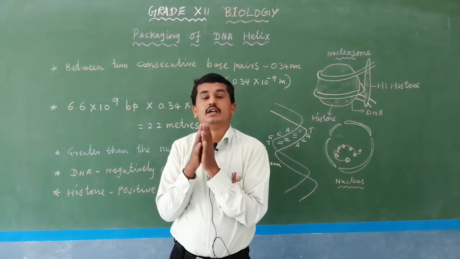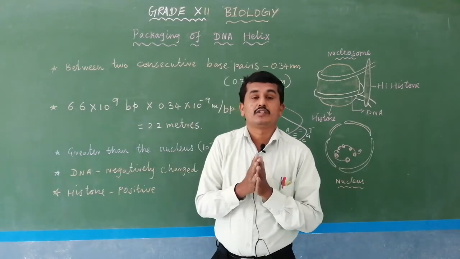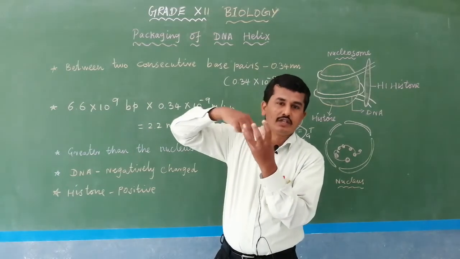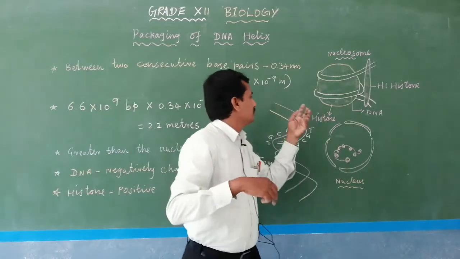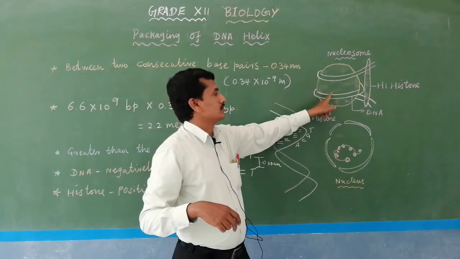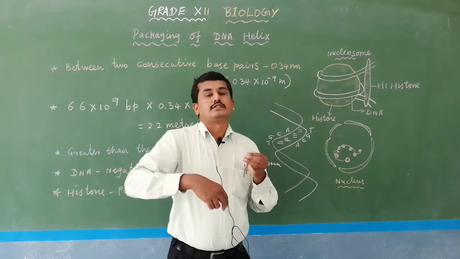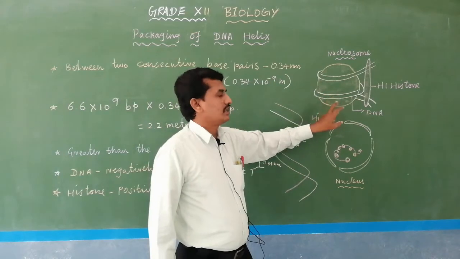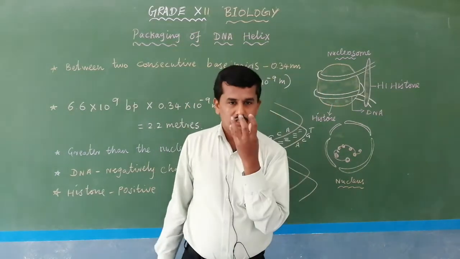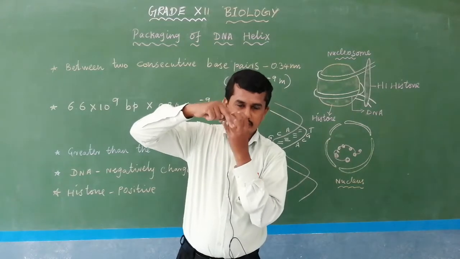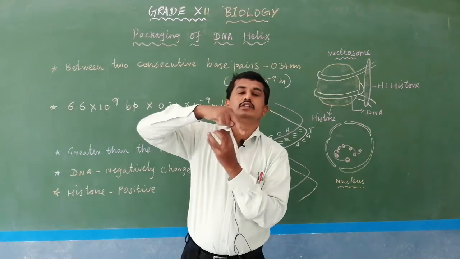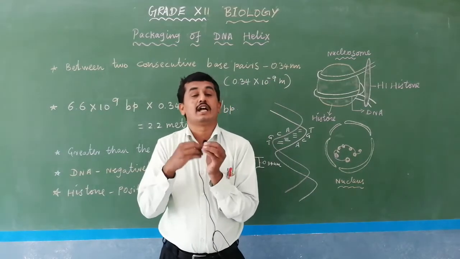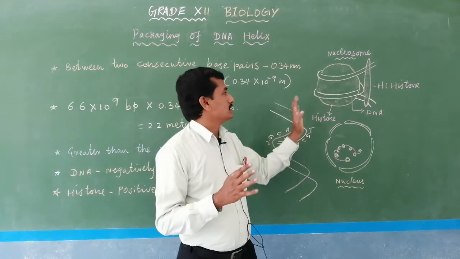Same like that, the DNA length of a single cell is approximately 2.2 meter, and around the histone protein the DNA is coiled. Histone is positively charged and DNA is negatively charged. So, around the positively charged histone, the negatively charged DNA is encircling and correctly wrapped. So, the packaging of DNA is done.